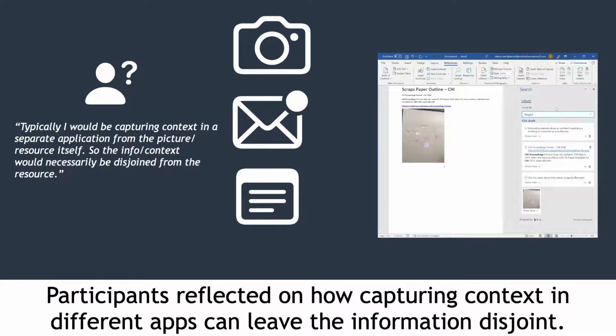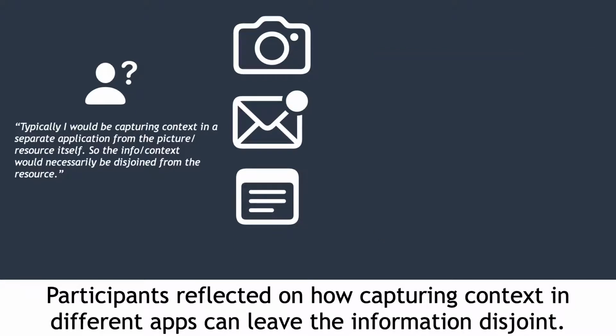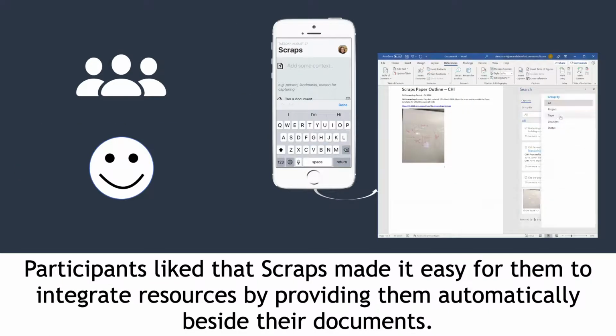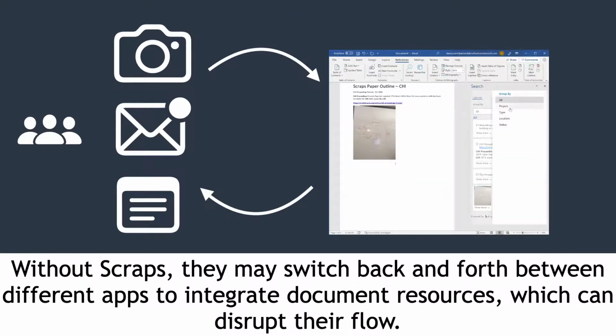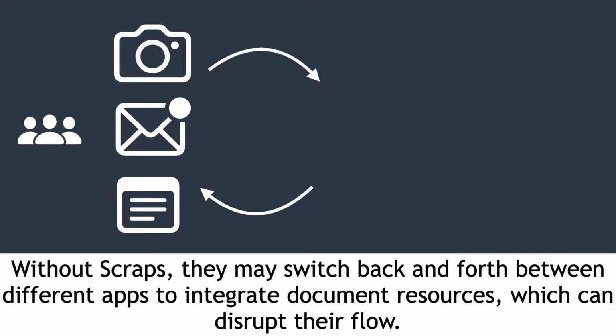"Typically, I would be capturing context in a separate application from the picture or resource itself, so the information and context would necessarily be disjoined from the resource." Participants liked that Scraps made it easy for them to integrate resources by providing them automatically beside their documents. Without Scraps, they may switch back and forth between different apps to integrate document resources, which can disrupt their flow.